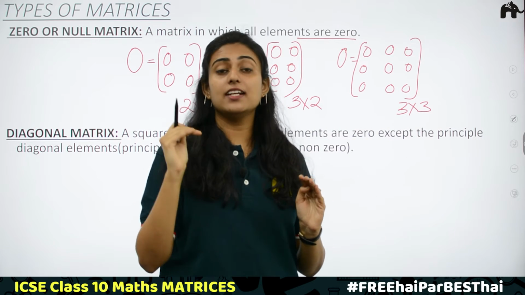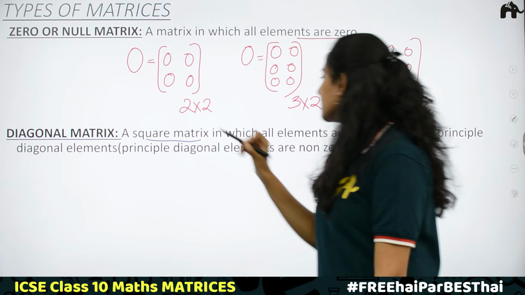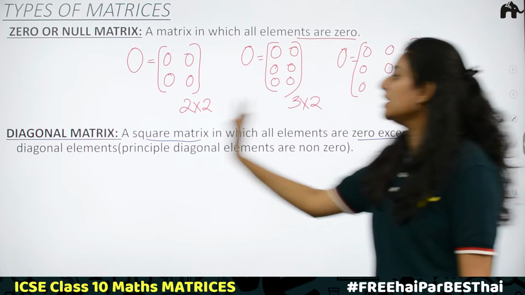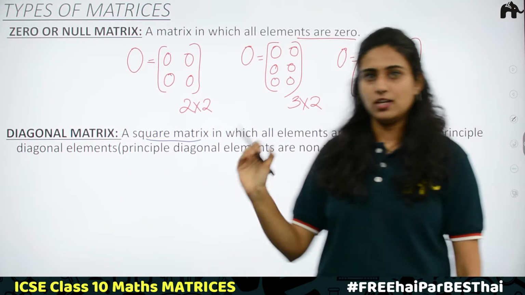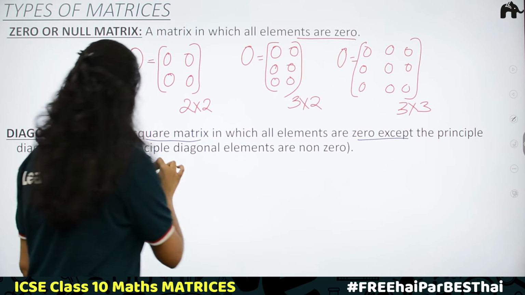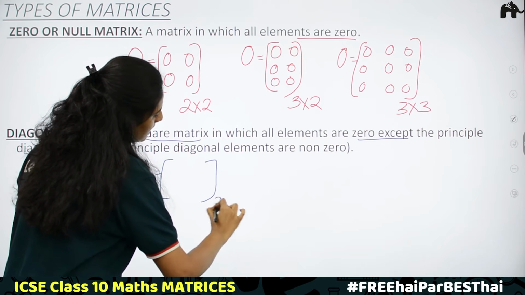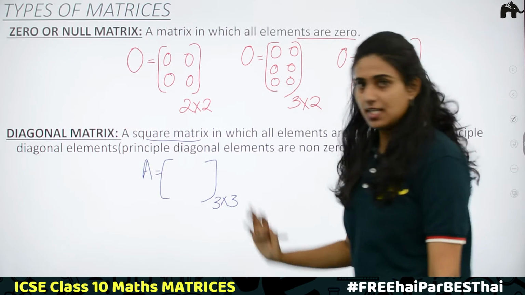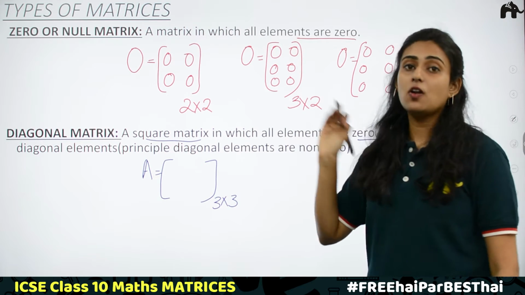A square matrix is a matrix in which the number of rows is equal to the number of columns. A diagonal matrix is a square matrix in which all elements are 0 except the principal diagonal elements; the principal diagonal elements are non-zero. Let's check. I'll take an example. A is equal to, I'm taking a 3 by 3 matrix. In this 3 by 3 matrix, the condition is that the diagonal elements should be non-zero.